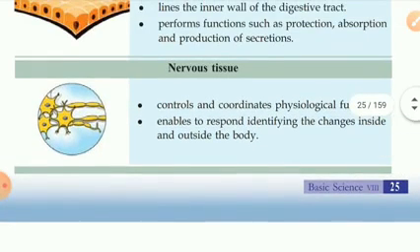So next is nerve tissue. What is the main role of nerve tissue? It is made up of nerve cells, and the individual cell is called a neuron. You studied this in 6th standard. Millions of these nerve cells are accommodated in the brain and spinal cord. So what are they doing? They control and coordinate all physiological functions.